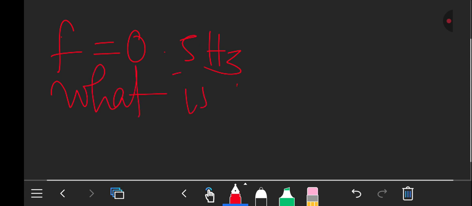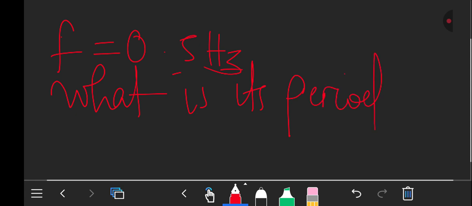Let's look at an example. Let's say the frequency for the pendulum bulb is 0.5 Hz. Then what is its period?